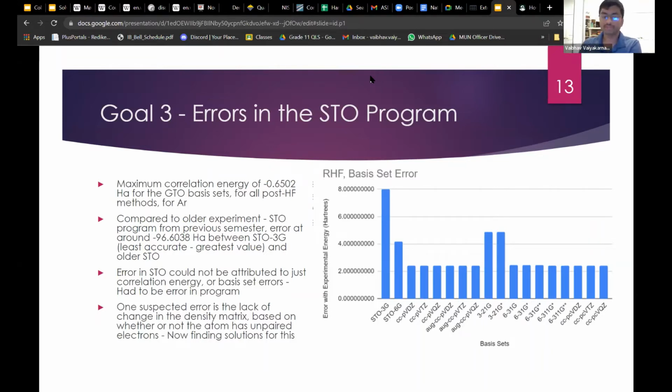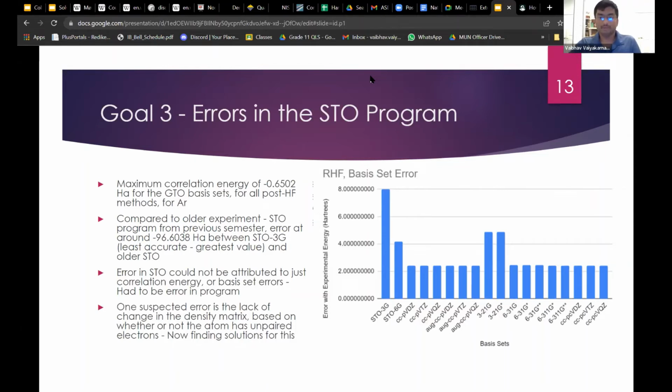So we went and revisited the program, and we found exactly that. One of the suspected errors at this point was regarding the basis set. What happened was regarding the density matrix, which, as I said before, is what plots the electron density, so the probability of where an electron may be within an orbital. And this, of course, changes whether an orbital has one electron, which we call unpaired, or two electrons, which we call paired, right?